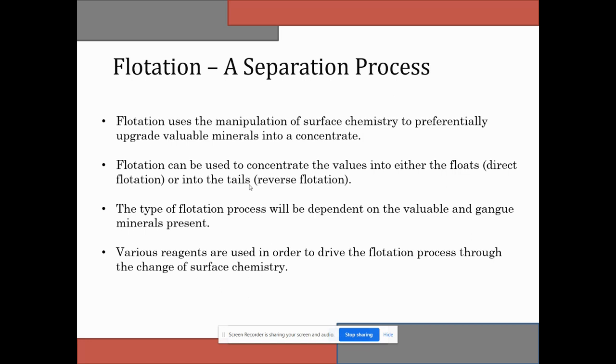Flotation, a separation process. Flotation is a physiochemical separation process that utilizes the difference in surface properties of the valuable minerals and gangue minerals. The process is used to concentrate the value into either the floats, that is direct flotation, or into the tails, that is reverse flotation. Various reagents are used in order to drive the flotation process through the change of surface chemistry. Next slide.